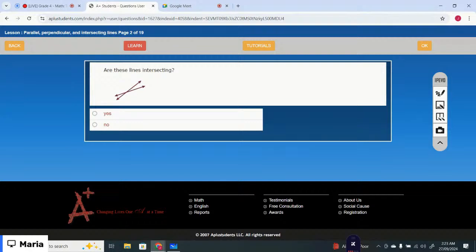Are these lines intersecting lines? Yes, they are intersecting lines, right? The correct option is yes. Option number 1 is the correct option.